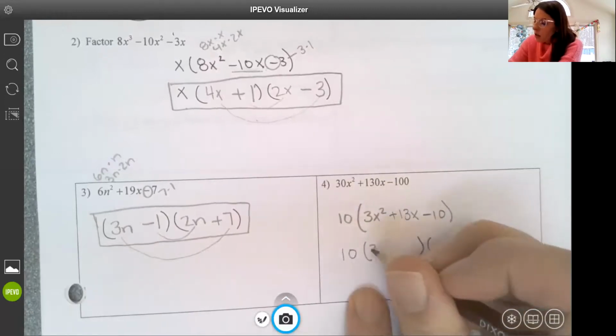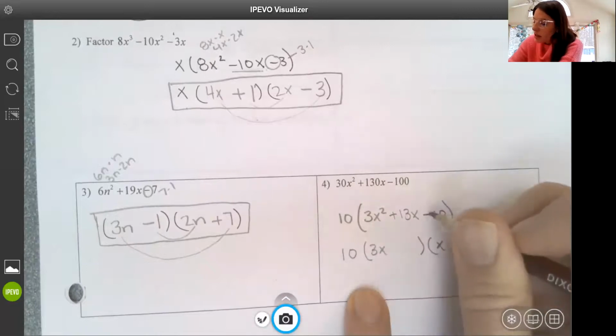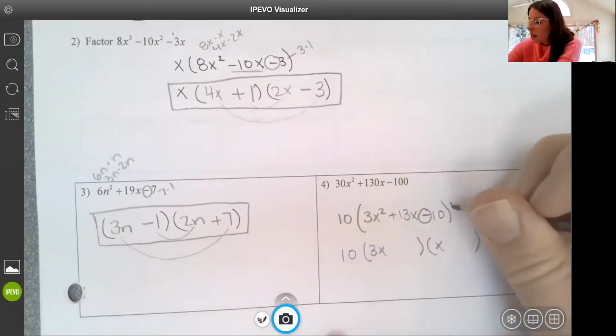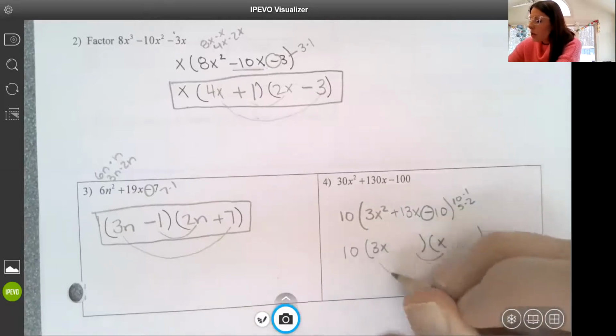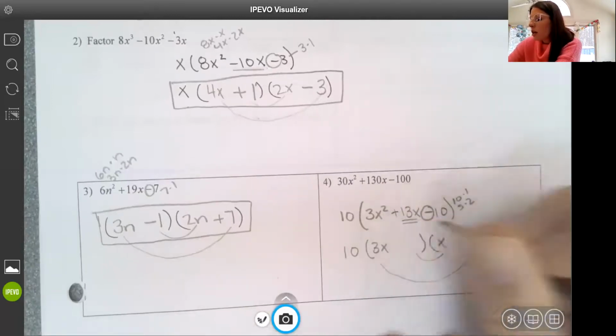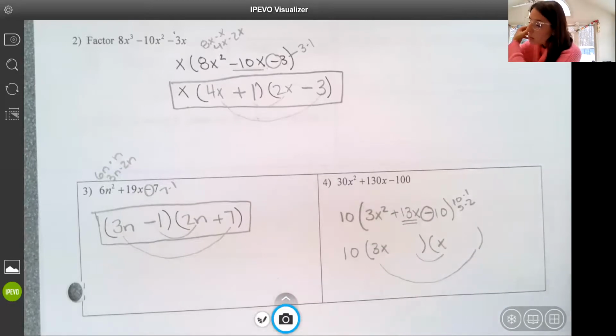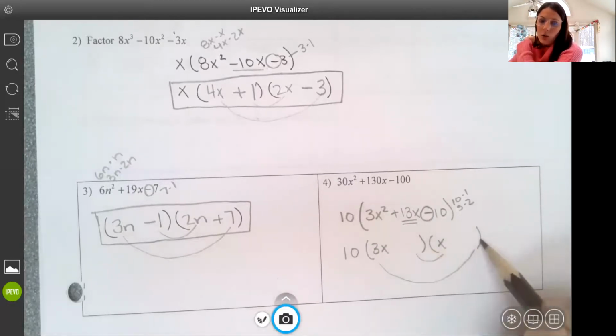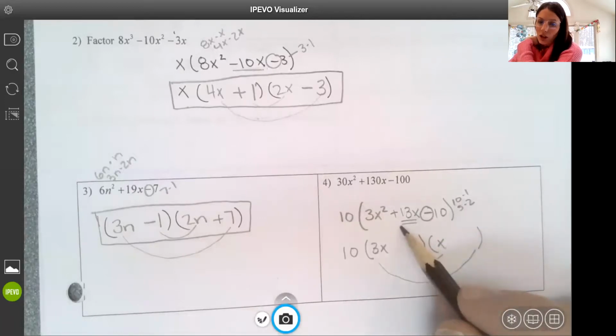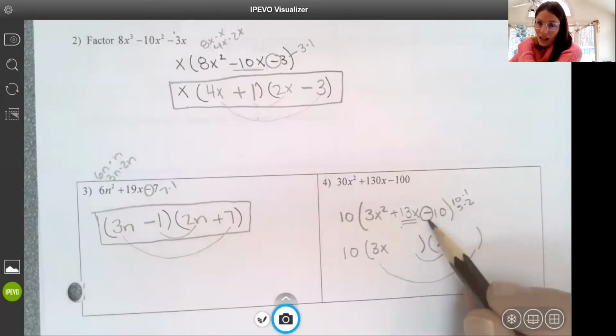Okay, so 3x is prime, 3x and x. I know I have opposite signs. 10 could be 10 and 1 or 5 and 2. And I need the OI to add up to 13, opposite signs, so be careful here. I don't want to go like 10 and 1 and use the same sign to make 13. It has to be opposite signs. That's where you've got to be really careful. That's tricky with our signs sometimes.